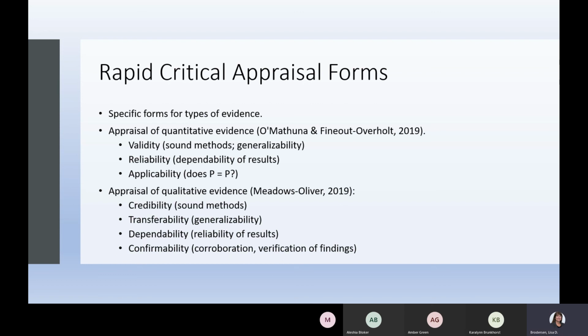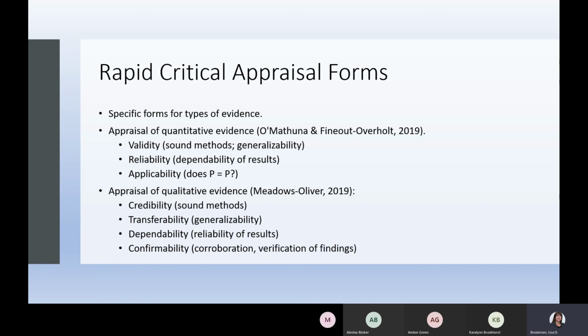And then the appraisal criteria for qualitative evidence is similar to the appraisal criteria for the quantitative evidence, except that different terminology is used, and you'll recognize this terminology in qualitative studies that you read. So credibility refers to, again, the soundness of the methods that were used to do the qualitative study. You would ask yourself, are the findings an accurate representation of the data?